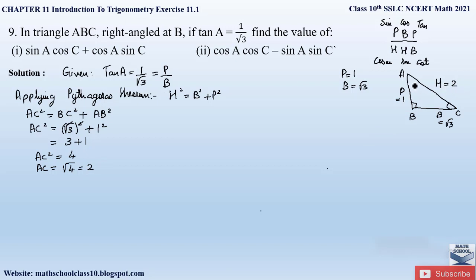Now we have got all the three sides of this right angle triangle, so that we can find out other trigonometric ratios, that is sin A, cos A, cos C and sin C value. Now according to the question given here, we can find out the trigonometric ratio. Now let us first solve the first part of the question here. So the first part of the question is given as sin A cos C plus cos A sin C.